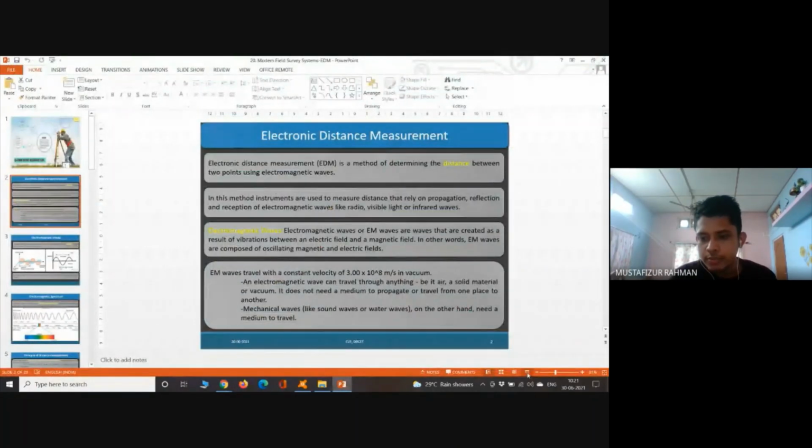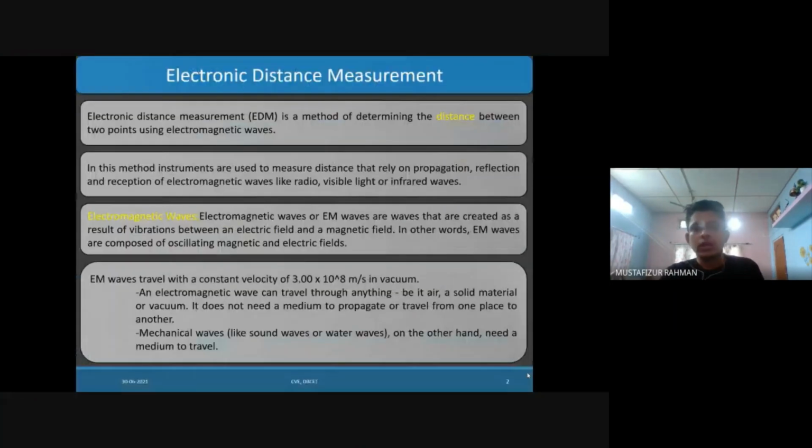So electronic distance measurement, we have to see now. It is a method of determining distance between two points, two stations, through use of electromagnetic waves. We may have different kinds of electronic distance measuring instruments, and they use the principle of electronic distance measurement, in short EDM.